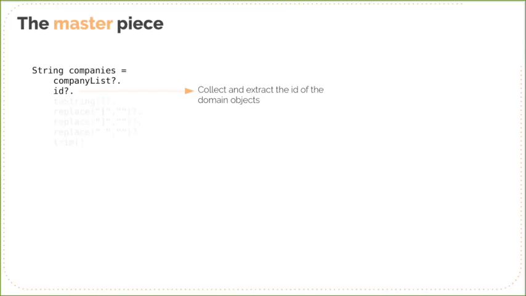Then we execute this .id, and here we are collecting and extracting the IDs of the domain objects in the list. So if we have, for example, a list with 3 companies at this particular point of the code, we have something like this, a list of longs, in this case the 3 IDs of those domain objects, the long numbers 2, 5, and 7.